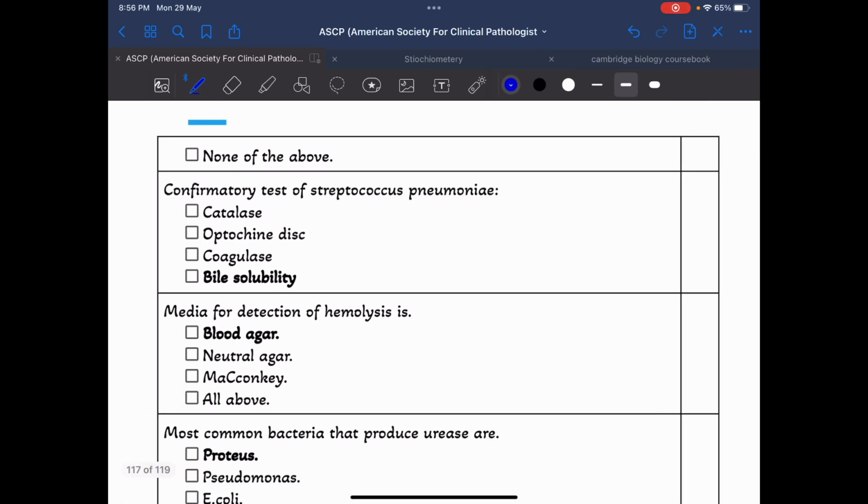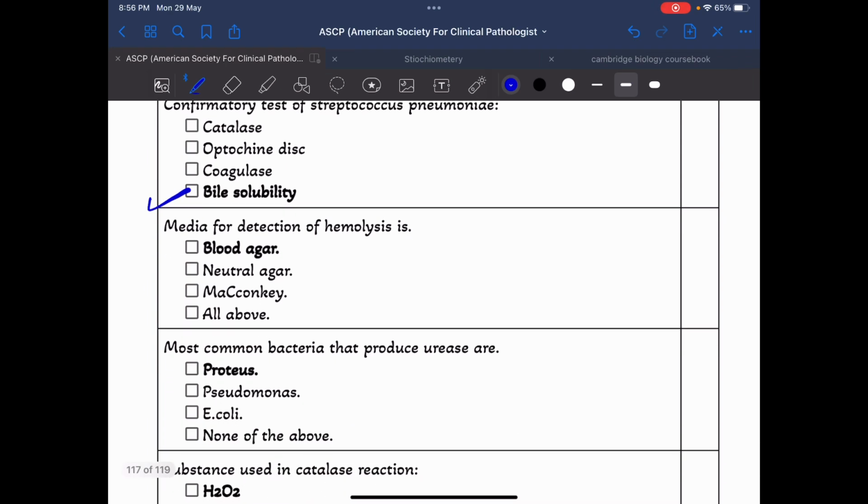Confirmatory test used for Streptococcus pneumoniae: catalase, optochin disc, coagulase, bile solubility. The correct answer is bile solubility, used as a confirmatory test for Streptococcus pneumoniae. Media used for the detection of hemolysis is blood agar, nutrient agar, MacConkey, all of the above. The media used for the detection of hemolysis is blood agar, for alpha or beta hemolytic.